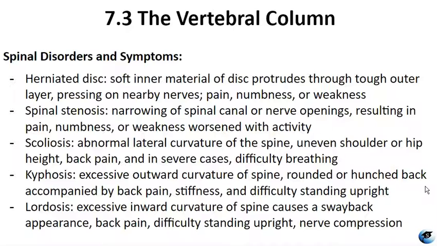Scoliosis is an abnormal sideways curve, often requiring treatment with braces or surgery. Kyphosis is an excessive rounding of the upper back, leading to a hunched posture. It can be postural due to growth abnormalities, or it can be caused by conditions like osteoporosis. Lordosis is an excessive inward curve of the lower back, causing a sway back appearance. It can result from poor posture, obesity, or certain medical conditions, including pregnancy. Treatment includes therapy, exercise, bracing, or surgery in severe cases.